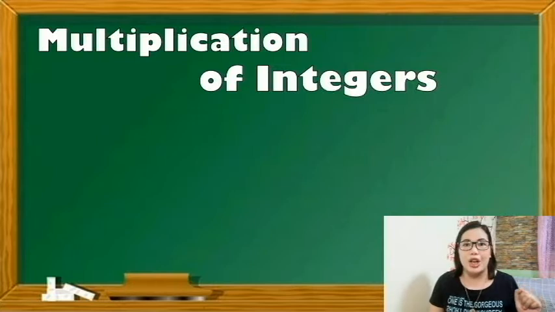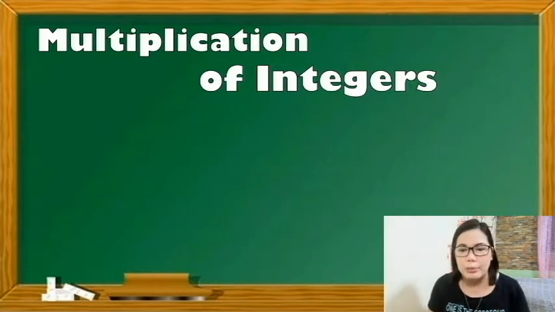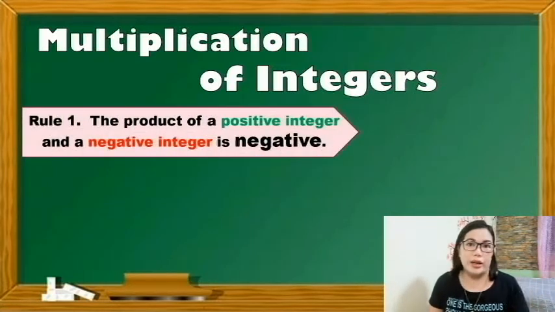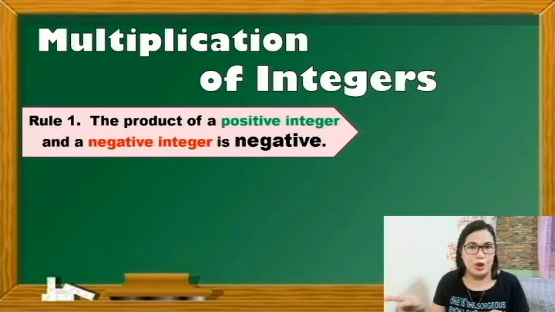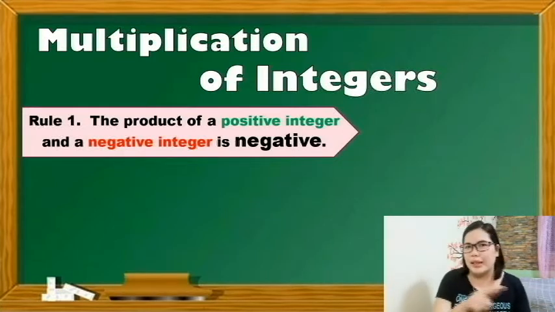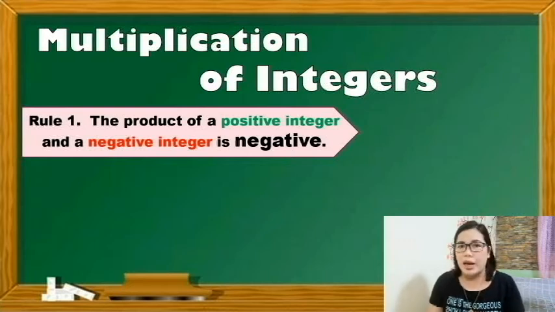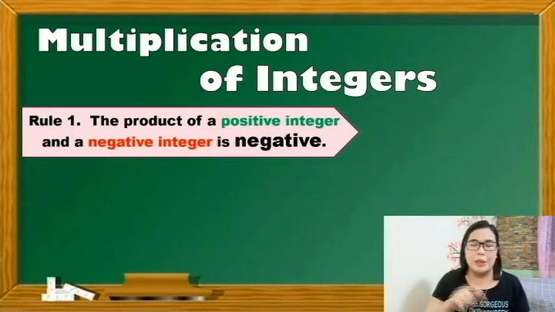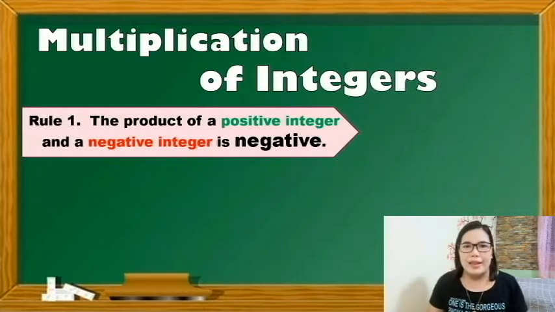Okay, so let's have first multiplication of integers. So we have rule number 1. The product of a positive and a negative integer is negative. So unsa may buot pasabot ana? Kung naa kay duha ka numero, ug ang isa negative, kung imo na siyang i-multiply, ang product is always negative. In any order, maguna ba si positive multiply to negative, or si negative ang maguna, multiply to a positive integer, the product is always a negative integer.